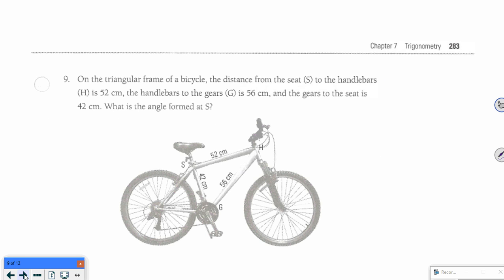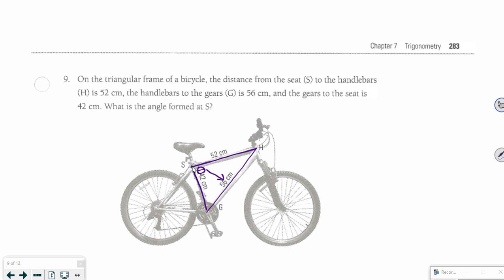Last one. On a triangular frame of a bicycle, the distance from the seat S to the handlebars H is 52 centimeters. So from seat to handlebars, 52 centimeters. The handlebars to the gears is 56 centimeters, and the gears to the seat is 42 centimeters. What is the angle formed at S? So the angle we're looking for is right here. We've got three sides. We're looking for an angle. We're going to use our cosine law. The most important side is the one directly across from our angle, which makes it this 56 centimeters.